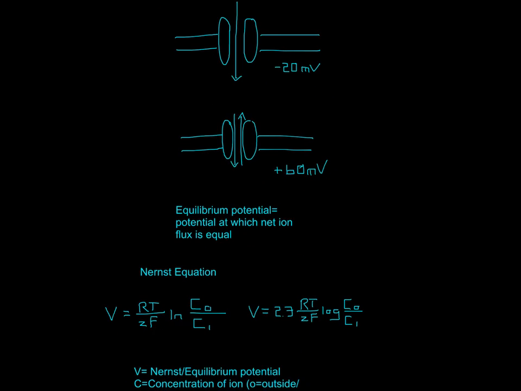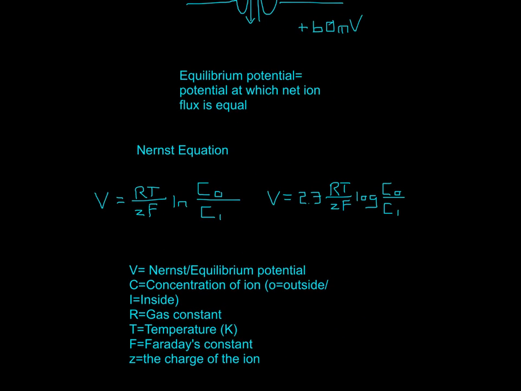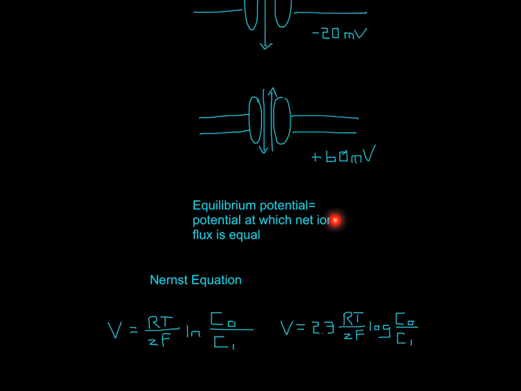So moving on, the equilibrium potential. Once again, the equilibrium potential is just where the net ion flux is equal. It doesn't mean that there's no ion flow. It means that the net ion flow inside and outside is equal to 0. There's still ions moving in and out, just at the same rate. So there's no net ion flux, the key word being net.